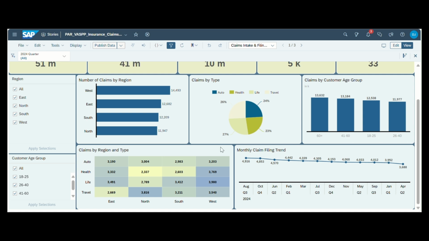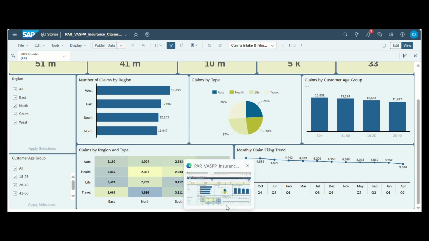At the bottom left, we zoom into a detailed matrix view, claims by region and type. This is where your operational intelligence gets surgical. For example, we see that auto claims dominate in East and West, while health is higher in South and West. This allows regional heads and policy teams to understand exactly what type of claims are coming from which geographies and design interventions accordingly.